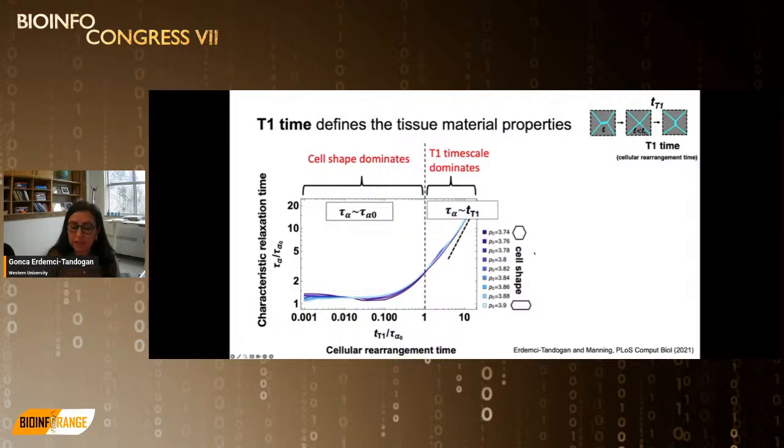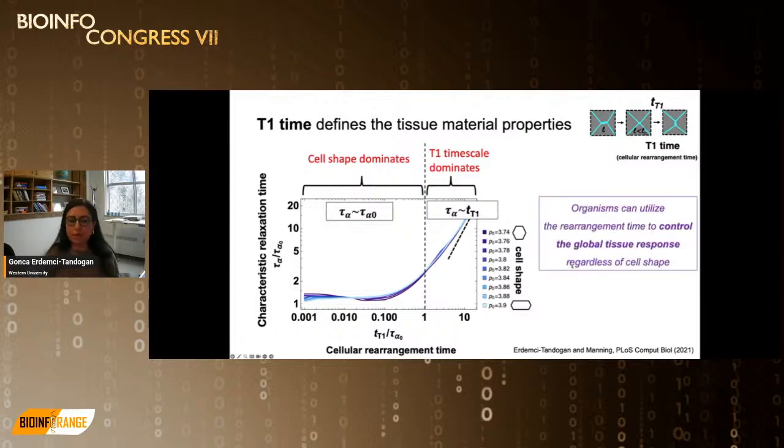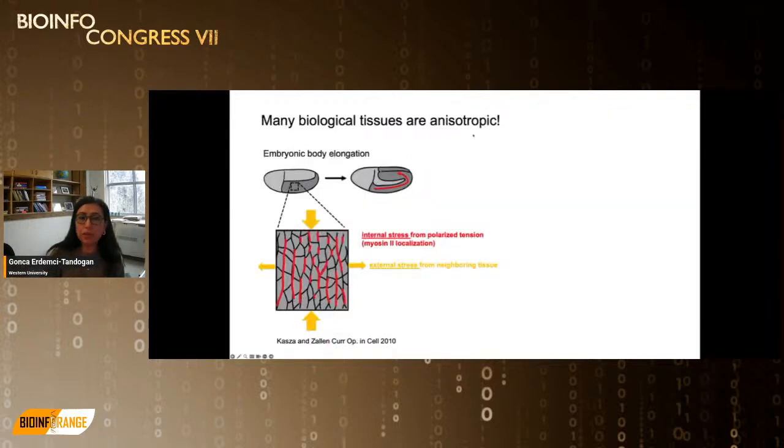So this actually proposes something quite interesting and exciting, in my opinion. This suggests that organisms might be able to utilize this time scale to control the global tissue response, to control the tissue material properties regardless of the cell shape. And everything I have shown you so far for this type of simulation with the rearrangement time was with isotropic periodic boundary conditions and isotropic simulations, but many biological tissues are indeed anisotropic.